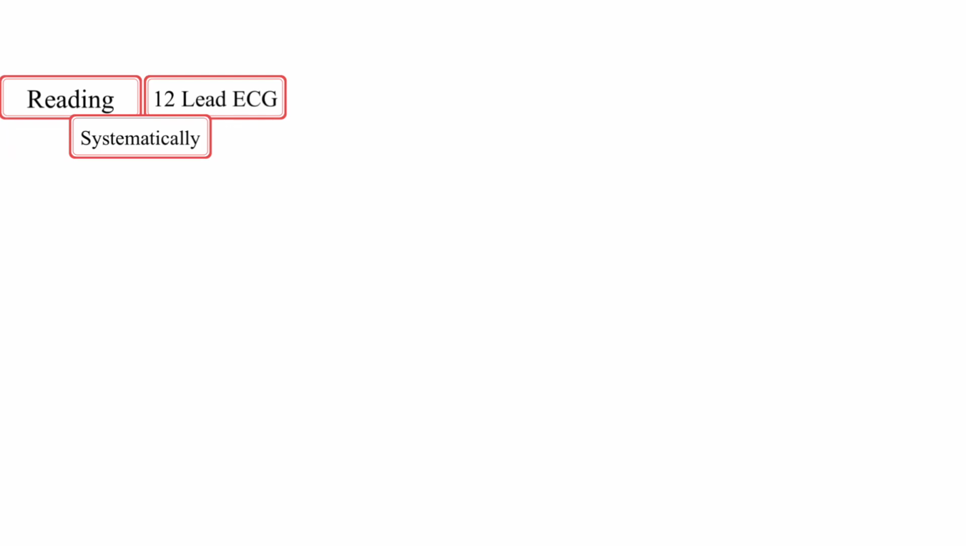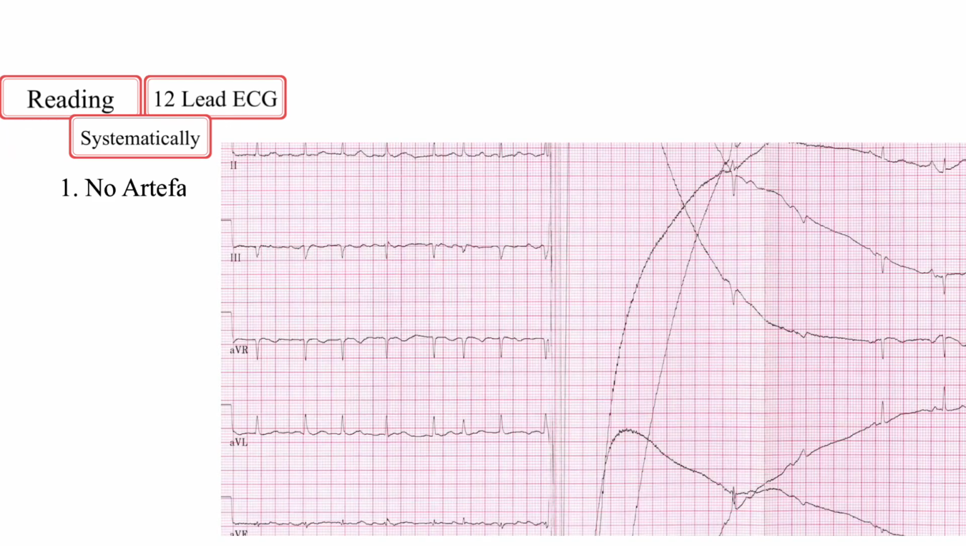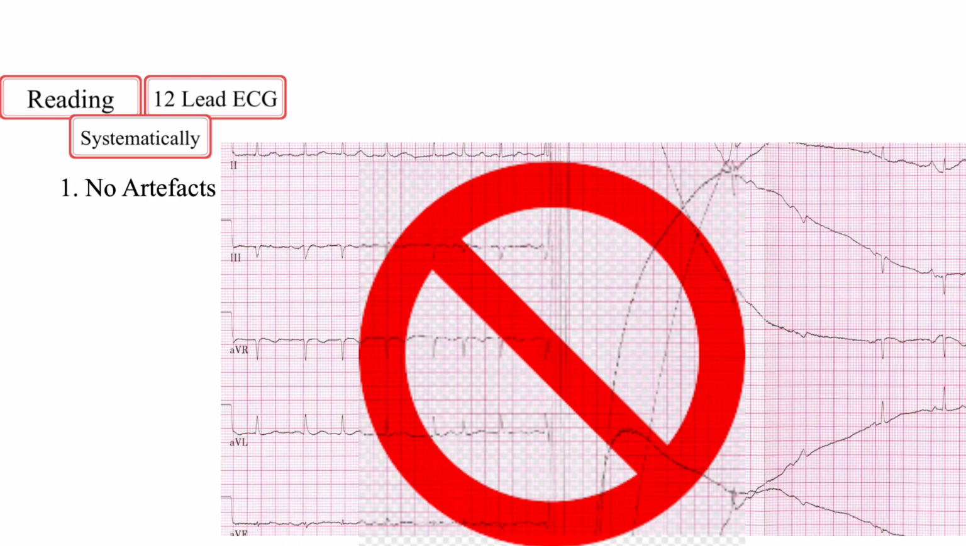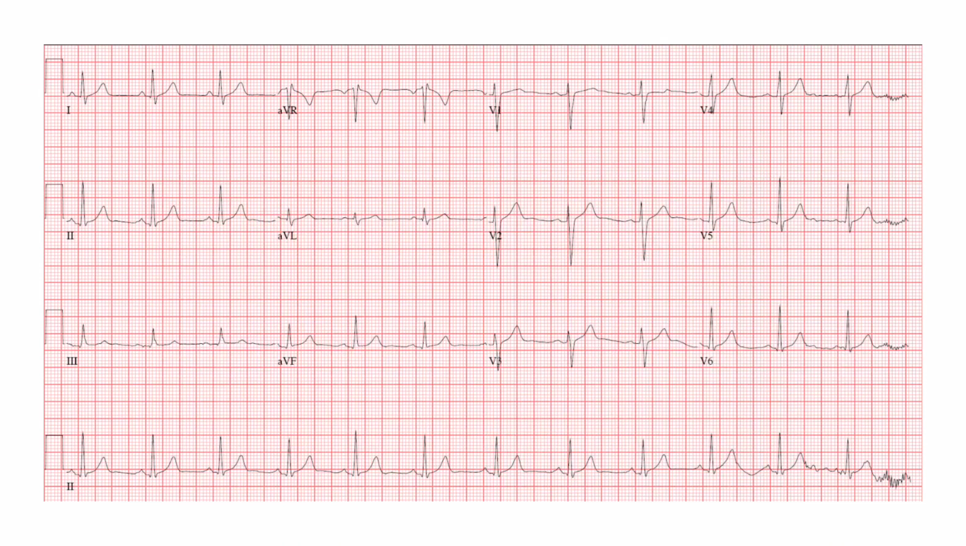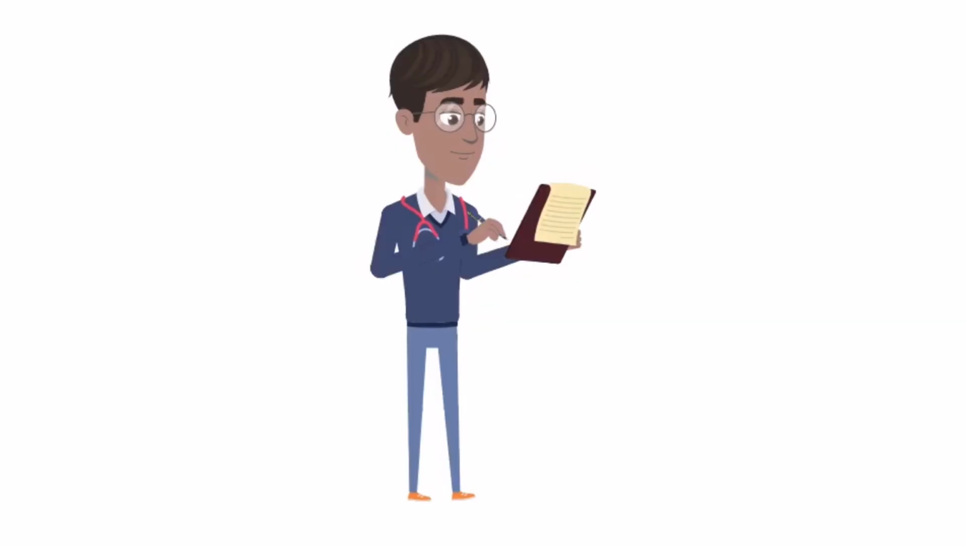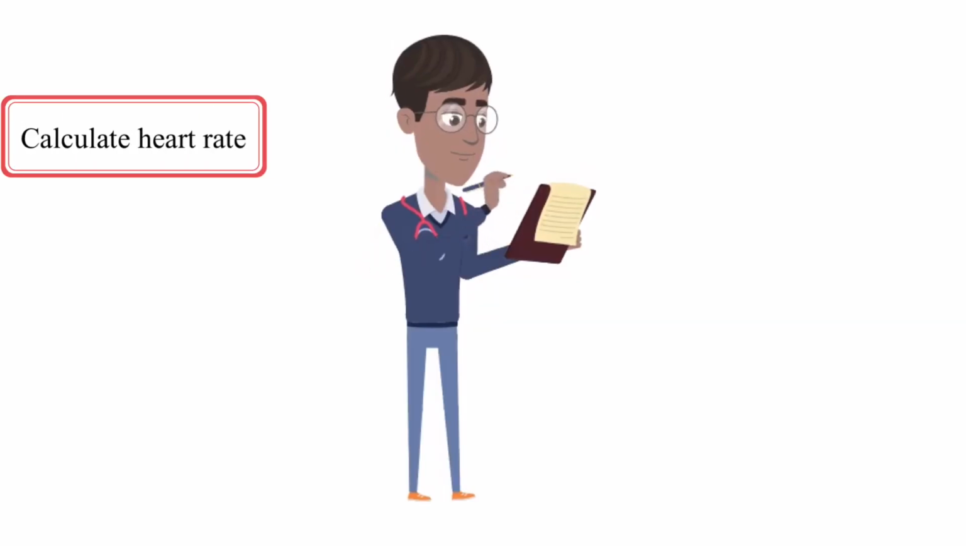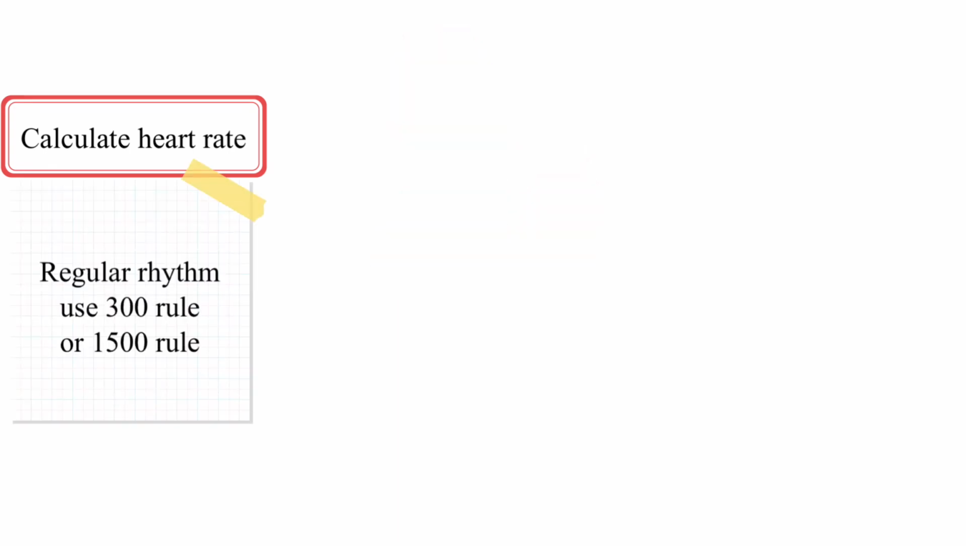you get one. The first thing you want to ensure is that there is no artifact in any of the ECG leads. Afterwards, you have a quick scan of the R-R interval to find out if they are regular or not. The regularity should prompt you on which method to calculate the heart rate. For example, if it is a regular reading, you use the 300 or 1500 rule.